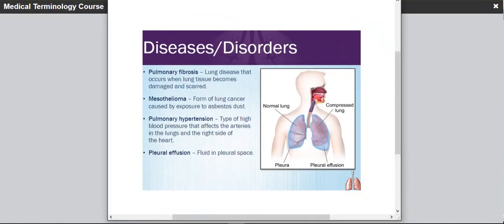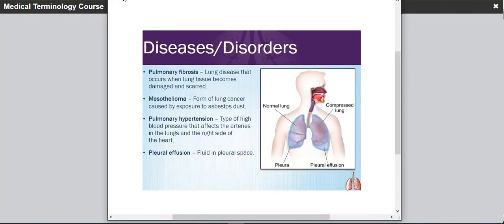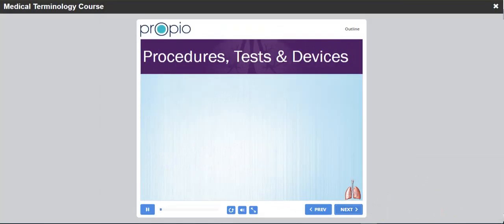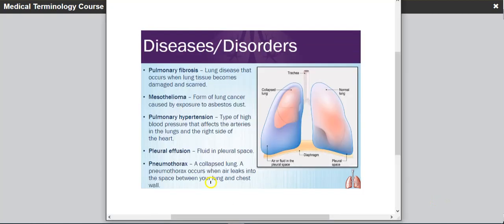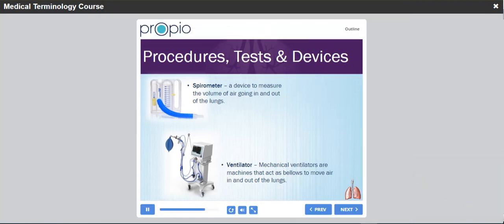Now let's talk about different procedures, tests, and devices related to the respiratory system. Spirometer. It's a device to measure the volume of air going in and out of the lungs. Ventilator. Mechanical ventilators are machines that act as bellows to move air in and out of the lungs. Bronchoscope. It's a device to view the inside of the airways.